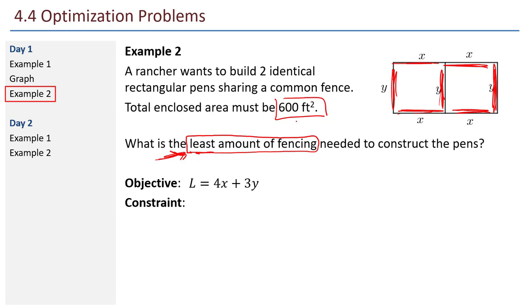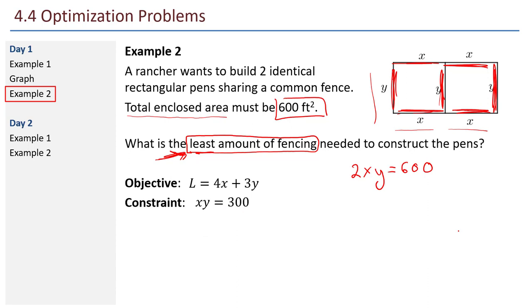Well, my constraint, there's 600. What does that 600 mean? That's the total enclosed area. Can you see what that equation will be for the constraint? So the total enclosed area looks like y times 2x. Y times 2x equals 600. You can use this for our constraint, or if you want to just divide both sides by 2, we can end up with xy equals 300.